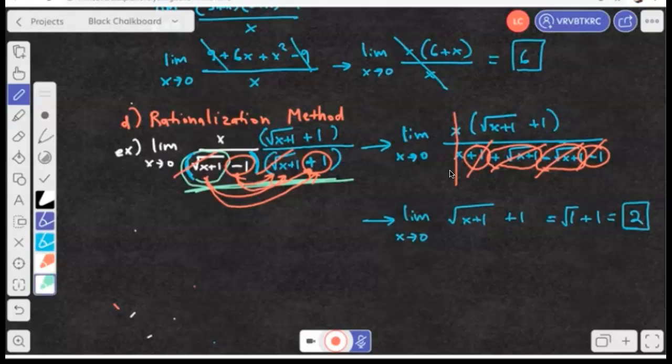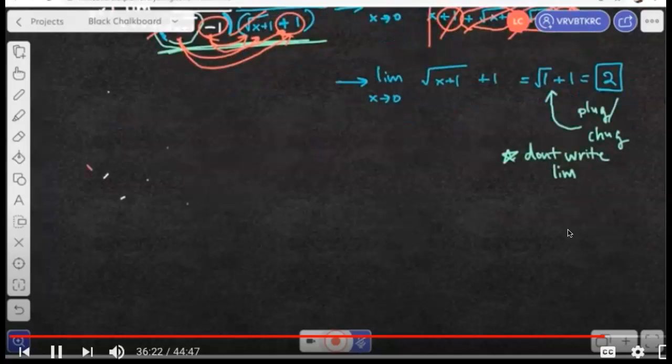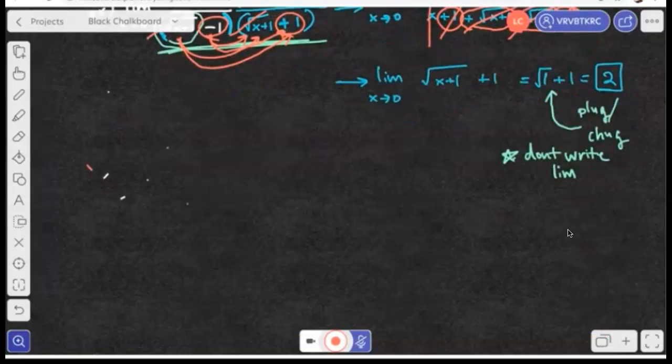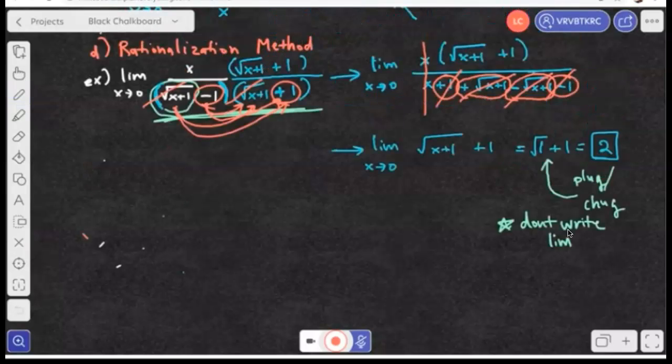So that's rationalization. We had the square root in the denominator, and you had to get rid of that square root sign in order to solve this type of problem. When you do the actual plug and chug method, substituting the number for x, do not write limit anymore. There's no need to write limit anymore because you already took care of the limit once you do plug and chug. So you don't write limit once you substitute the value for x. Just keep that in mind.